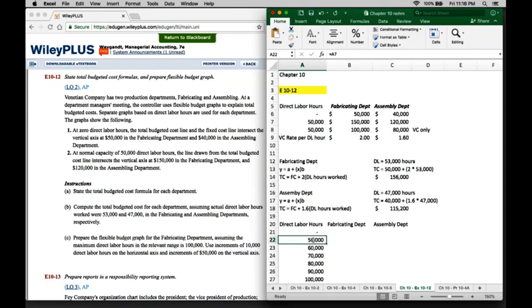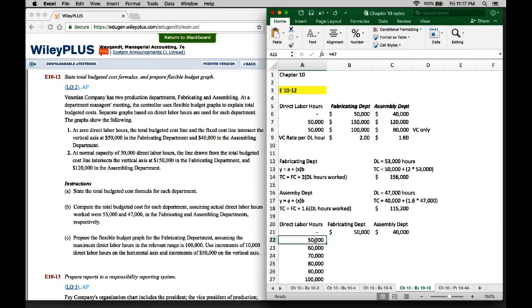I have 50,000 as the starting point in terms of I will work at least 50,000 hours, and then it goes in increments of 10, and I may work a maximum of 100,000 hours. Okay, so the next thing is what is going to be the cost over here. So at 0, that is if no labor hours are worked at all, I still incur the fixed cost. The fixed cost is 50,000 over here and 40,000 over here.